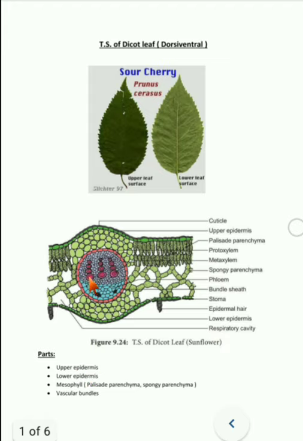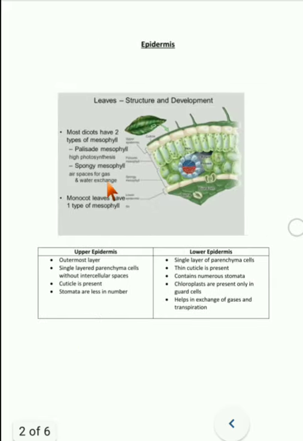The first one is upper epidermis. Then in the ventral side we have lower epidermis. In between you can see these green colored cells, and these cells are called as mesophyll cells. Mesophyll cells are divided into two types. The first one is palisade parenchyma and the second one is spongy parenchyma. Then we have a vascular bundle. These are the important parts of a dicot leaf. First we will move on with the epidermis part.